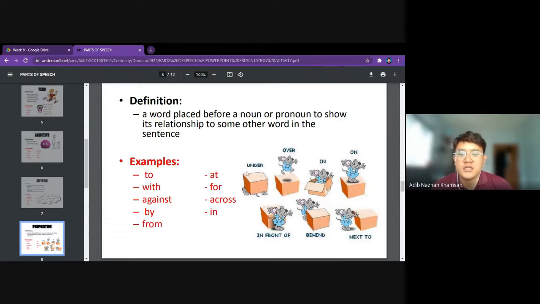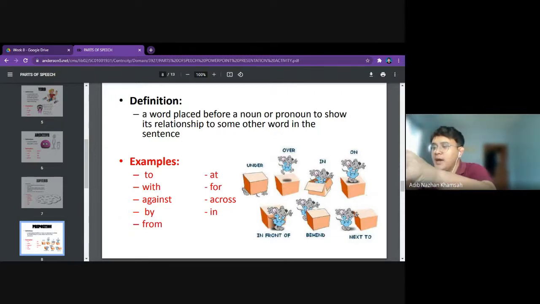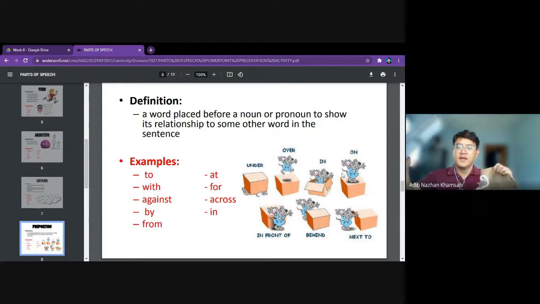Okay, and in this picture we can see the mouse here. Senang nak faham. Okay, the mouse is under the box. The mouse is over the box. The mouse is in the box. The mouse is on the box. How to differentiate between in and on? In means you are inside of something. For example, okay, I put this case in the bag. Okay, I put this case on the bag. Okay, on tu di atas lah, in di dalam.